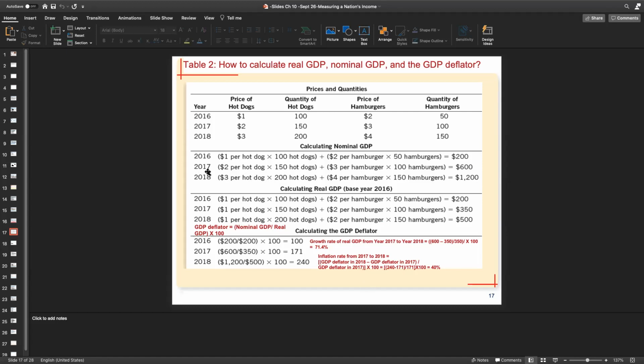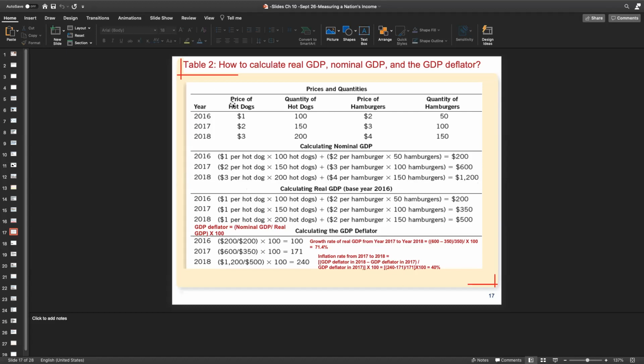So the 2017 GDP is the price multiplied by the quantity of hot dogs plus the price multiplied by the quantity of hamburgers in 2017, which equals 600. And then the same thing for 2018: $3 per hot dog multiplied by 200 hot dogs plus $4 per hamburger multiplied by 150 hamburgers, which is 1,200.